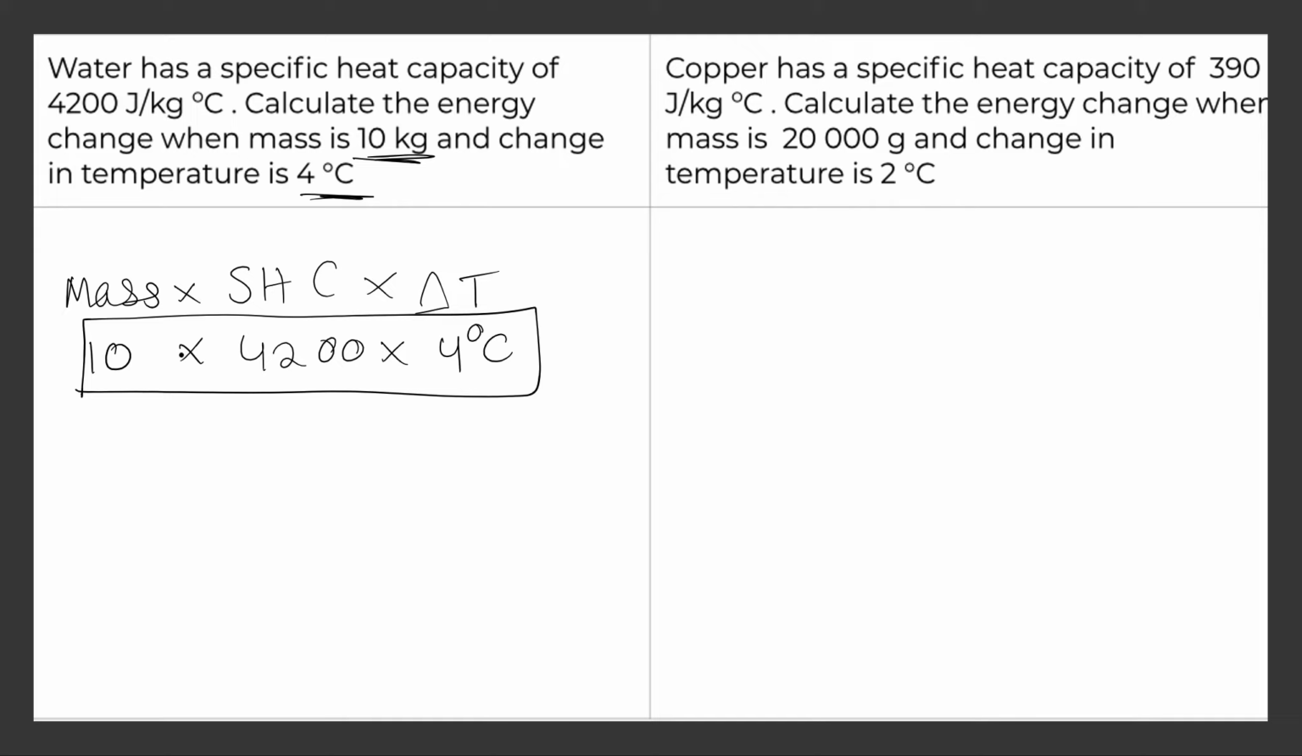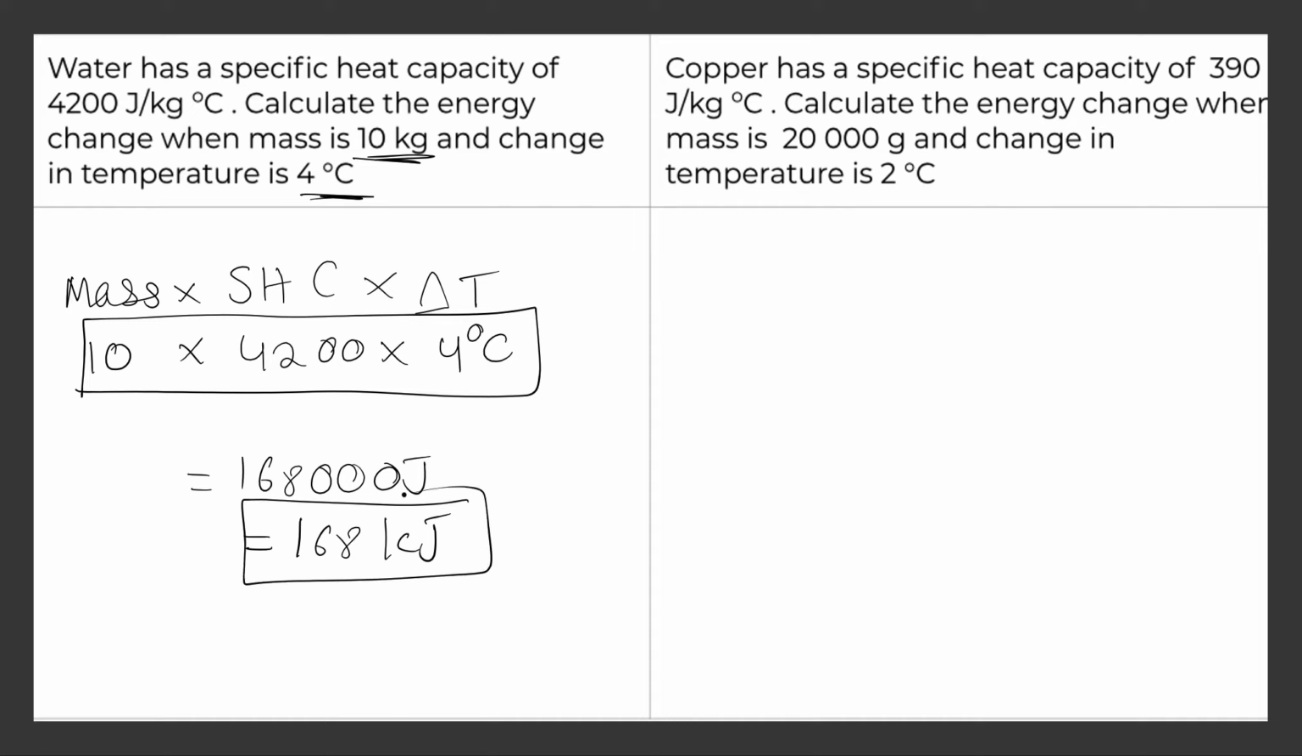10 times 4,200 times 4. This will give us an answer of 168,000 joules. We can convert this, however, into kilojoules. We divide by 1,000, 168 kilojoules. And both of those answers are acceptable.